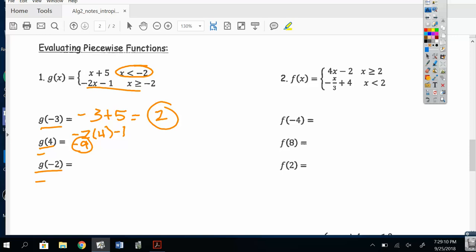And if I do the last one, g of -2. Is that the top one or is that the bottom one? Well, it's the bottom one because this one's greater than or equal to. So I would do -2 times -2 minus 1, which is 4 minus 1, which is 3.